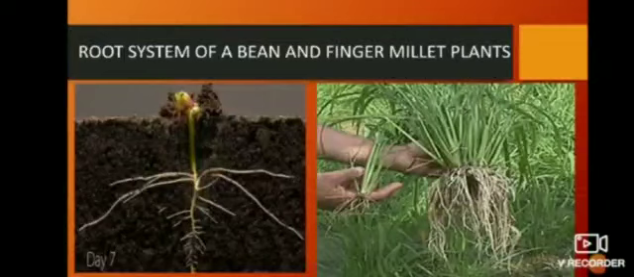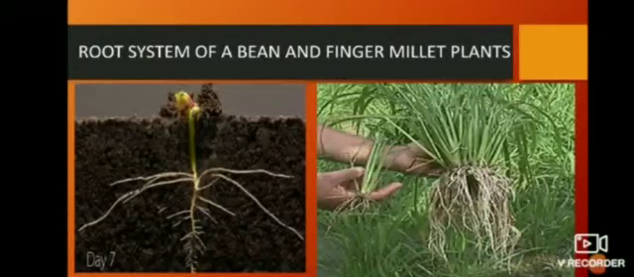You see here, how are the roots of this finger millet? If you see here, all the roots are of uniform size and they are arising from a single point, that is the base of the stem. From this base of the stem, all the roots are arising, so that we can call it a fibrous root system, because it is a characteristic feature of fibrous root system. Okay, now we have observed root system of a bean plant and finger millet plant.